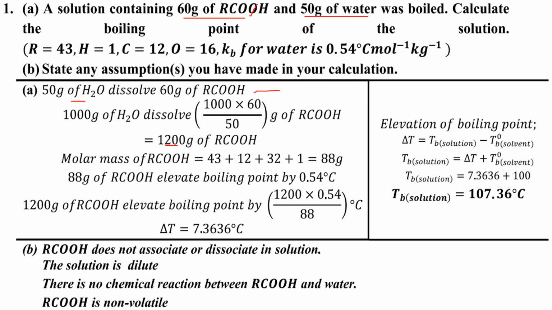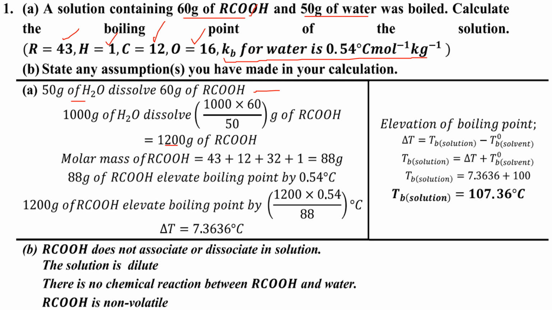You are prompted to calculate the boiling point of the solution, and they told you that R is going to be equal to 43, hydrogen is equal to 1, carbon is 12, and oxygen is 16. And then the boiling point constant, or Ebullioscopy constant for water, is this. Now, since they want to calculate the boiling point of the solution, we have to first undergo different things so that we can get the elevation in boiling point.